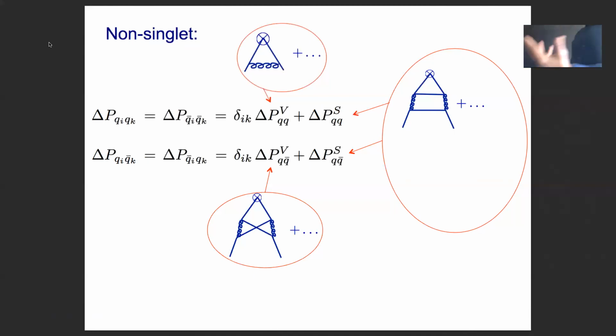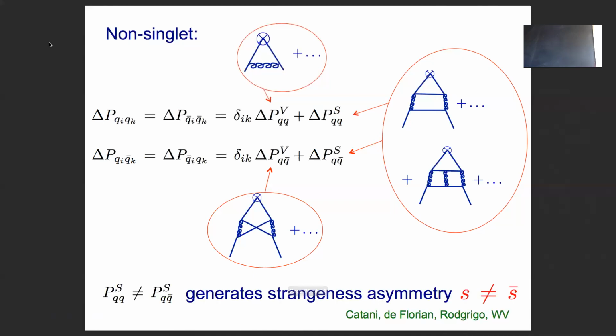If you go 1 order higher to 3 loops, then in fact you have an interesting feature that you can, of course, exchange 3 gluons here, and you can sort of create a C-odd effect, which means that once you go to 3 loops, then there's a difference between these splitting functions even. That was even noticed already in the unpolarized case years ago. And this difference generates, just perturbatively, a difference in the strange and anti-strange distribution.